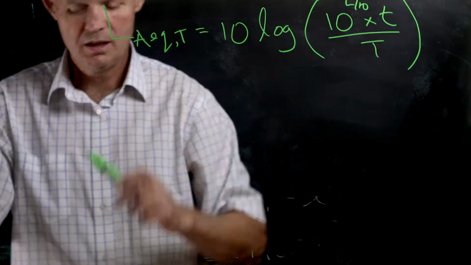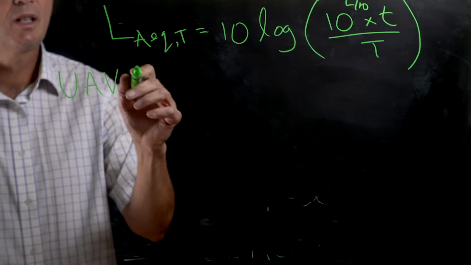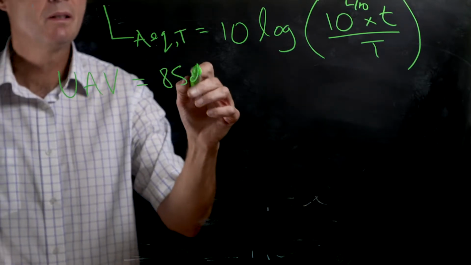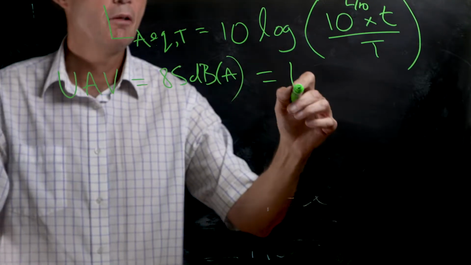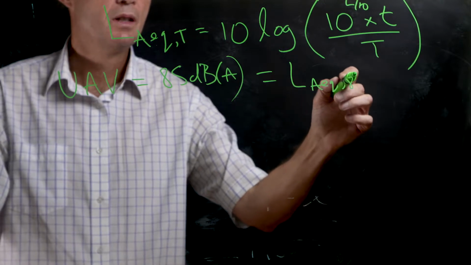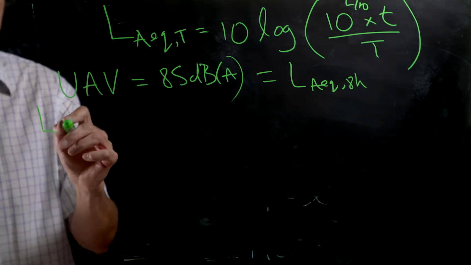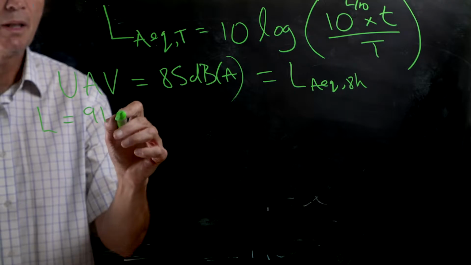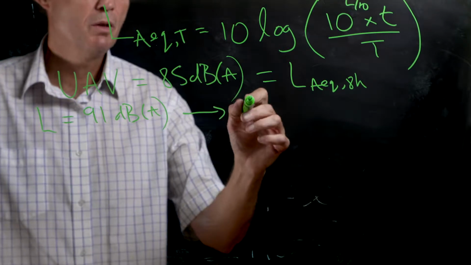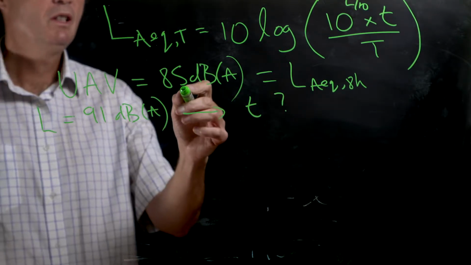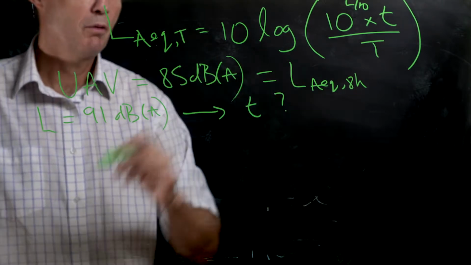So an application of this particular formula would be, for example, if we had something that was fixed at the upper action value, which is stipulated at 85 dBA. We have to remember that 85 dBA represents your 8-hour Laeq. Okay? So let's suppose that we've got a machine, and let's suppose that machine generates a level of 91 dBA. So the question arises, if we're operating that machine, how long can we operate that machine for before we reach the legal limit of 85 dBA? Remember, this is 85 dBA spread over 8 hours.